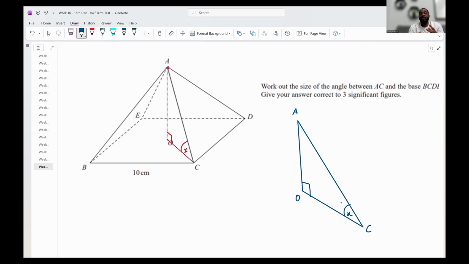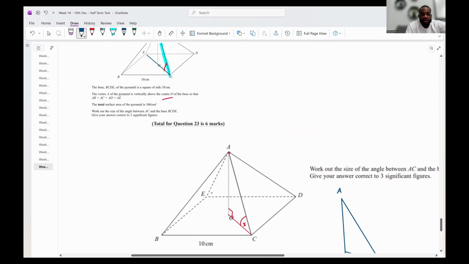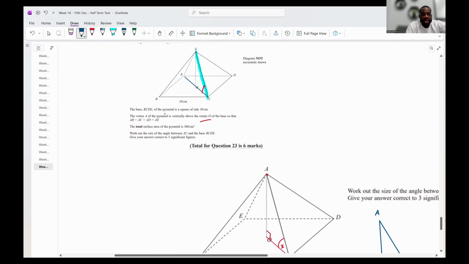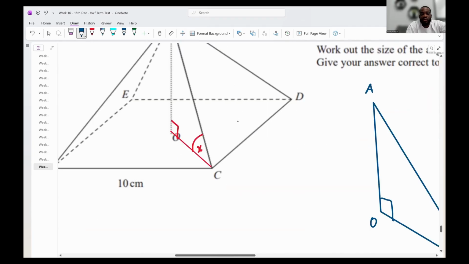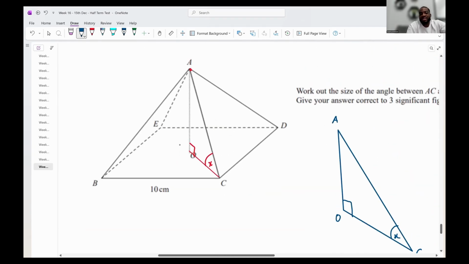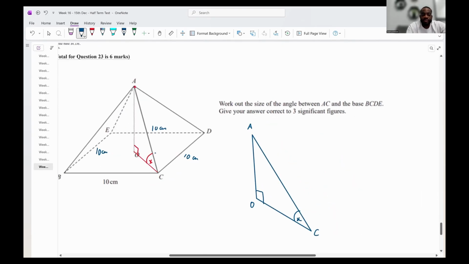So my job is to figure out as much as possible of this right angle triangle. Remember, 3D trigonometry is just SOHCAHTOA essentially. So if I can figure out what two sides are, then I'm done. So how do I go about doing that? Well, firstly, let's look at the information given to us. They've told us that the base BCDE of the pyramid is a square. Because the base is a square, then we know that squares have the same sides, so that's going to be 10 centimeters, so is that one, and so is that one. I'll put it here. Does that help us in any way at all?